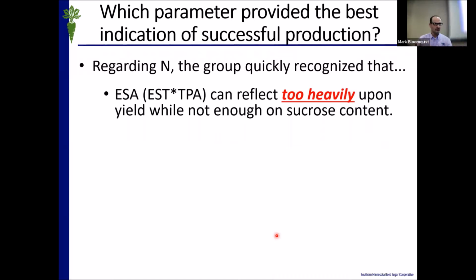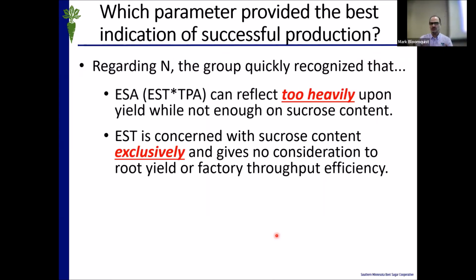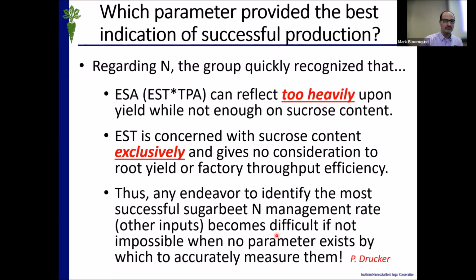Well, I think that regarding nitrogen, the group that was talking about this, including the Shareholder Resource Committee at the board level, quickly recognized that ESA, which is extractable sucrose per ton times TPA, can reflect too heavily upon the yield while not enough on sucrose content, whereas EST is concerned with sucrose content exclusively and gives no consideration to yield or factory throughput efficiency whatsoever. So any endeavor to identify the most successful sugar beet and nitrogen management rate, or quite frankly, any other input that we might be measuring, becomes pretty difficult, if not impossible, when no parameter exists by which to accurately measure it. Remember what Peter Drucker said, you have to be able to accurately measure something before you can improve upon it.